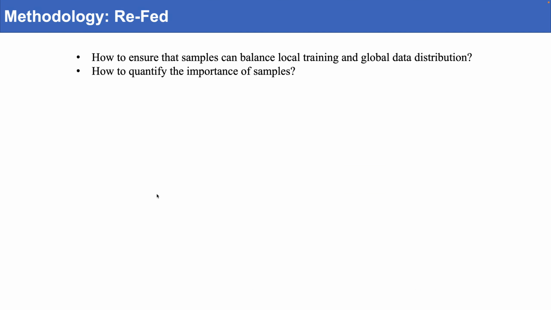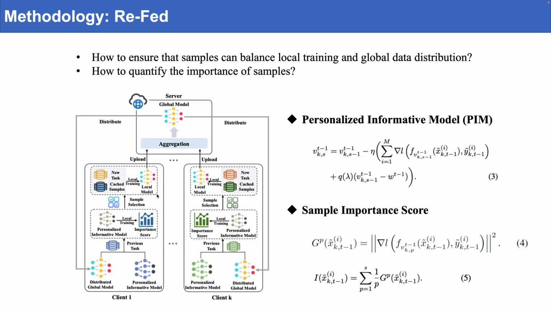In our research, we aim to address the following 2 main questions: how to ensure that samples can balance local training and global data distribution, and how to quantify the importance of samples. To tackle these problems, we propose a ReFed framework to enhance federated incremental learning, which coordinates each client to cache important samples using limited local storage, allowing for efficient replay during new task training.